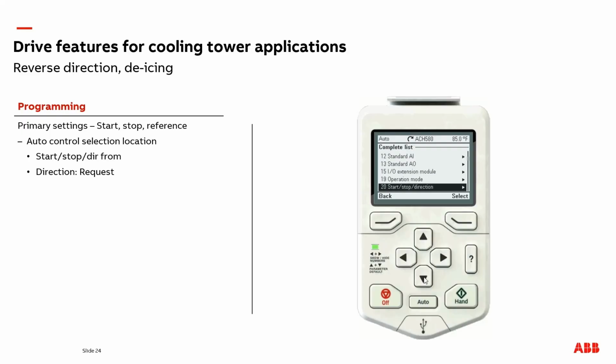Here we'll go down to Start-Stop Direction. This is where we are enabling the direction change. But we need to allow the drive to do a request for reverse direction. With this enabled, DI1 will start and stop the fan, separate from DI2 enabling forward direction or reverse direction.